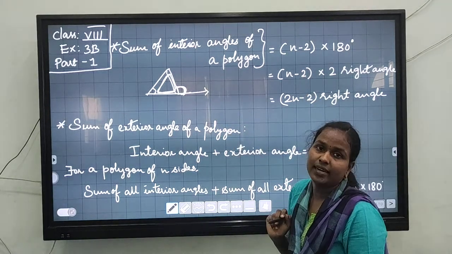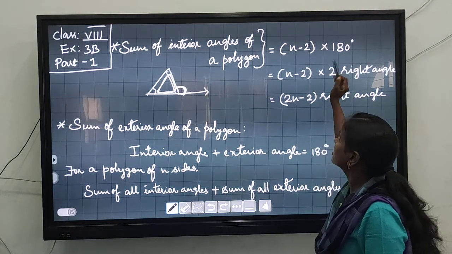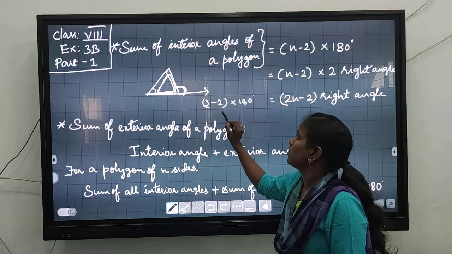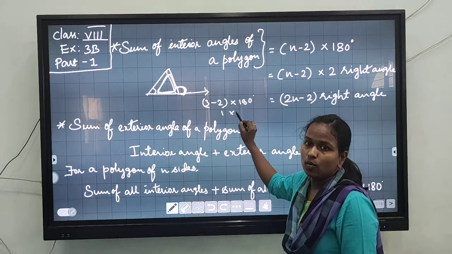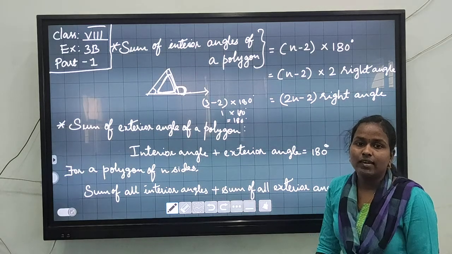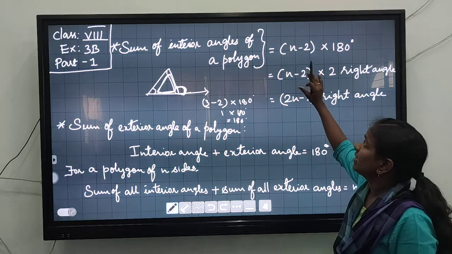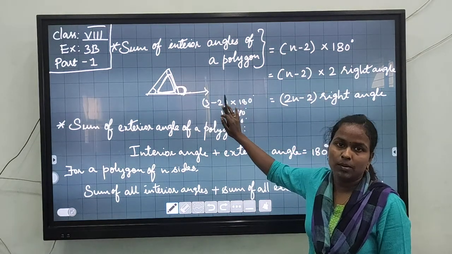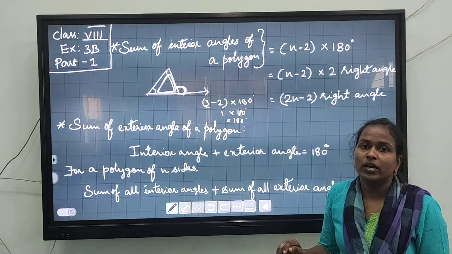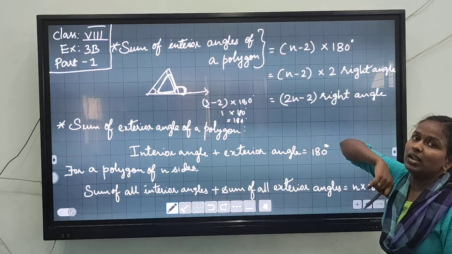Here for example I am taking a triangle. A triangle has how many sides? 3 sides. So if you substitute in this formula, you will get (3 minus 2) multiplied by 180 degrees. 3 minus 2, you will get 1. 1 multiplied by 180 degrees is equal to 180 degrees. You know the sum of angles of a triangle is equal to 180 degrees. So if it is a triangle, you know the sum of angles is 180 degrees. But if it is some other polygon, if a square, rectangle or pentagon is given, we can find it out using this formula.